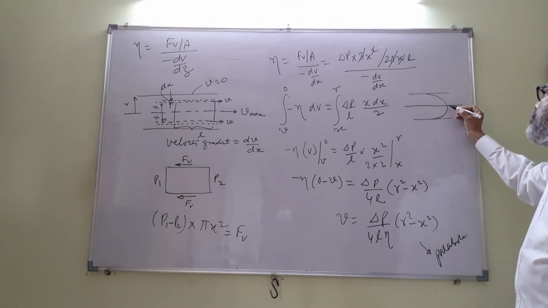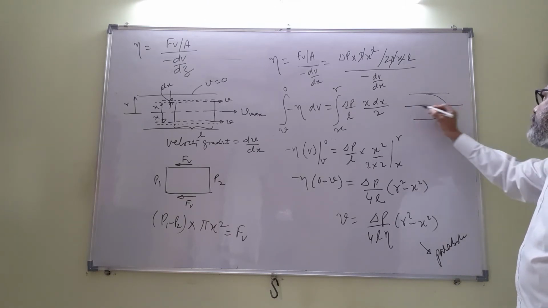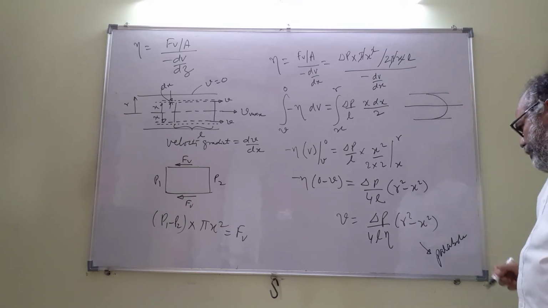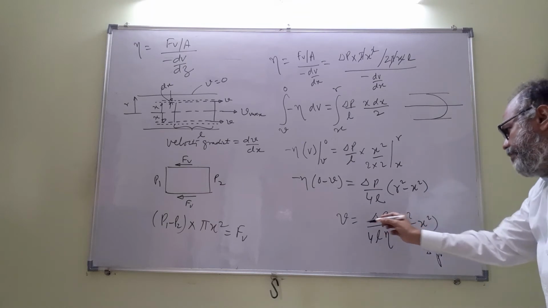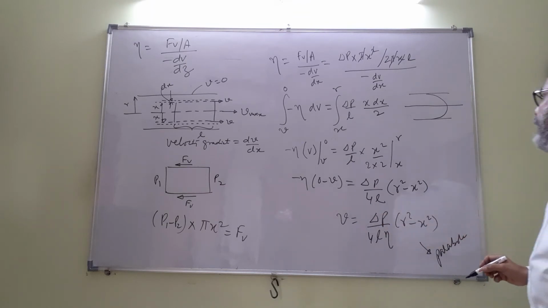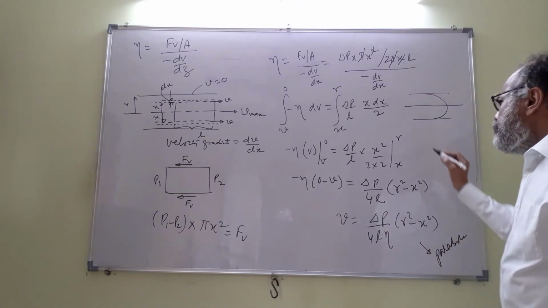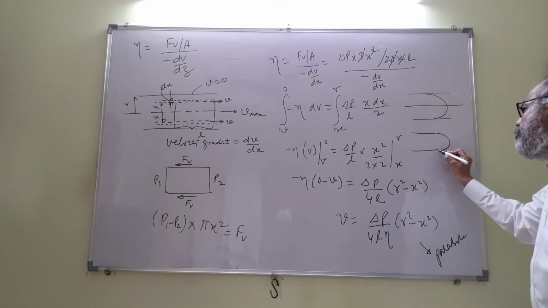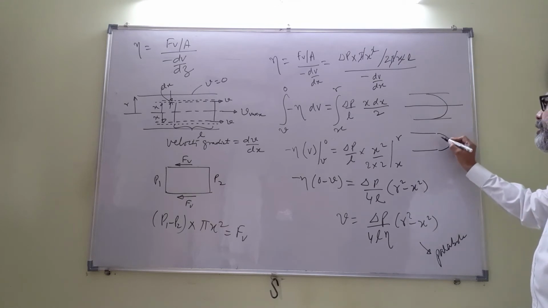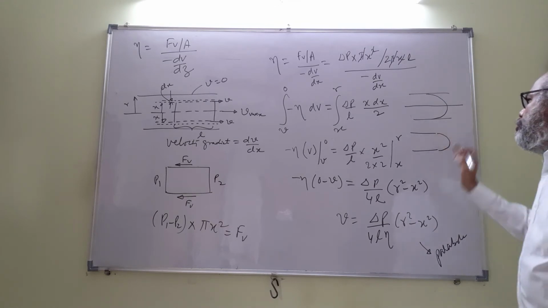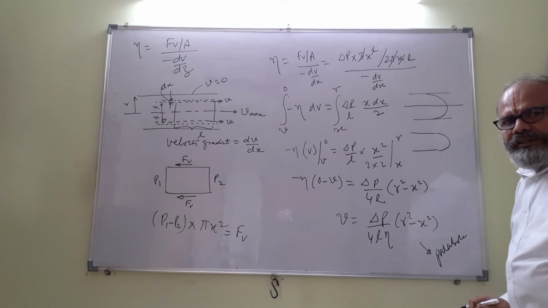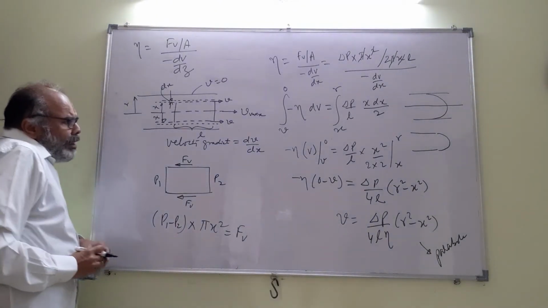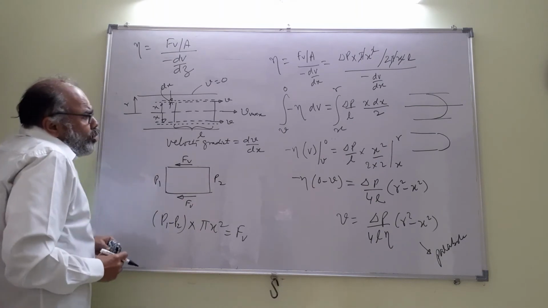It would be maximum along the axis and zero at the periphery. Yes, it's a parabola, so we have v as a function of x. In fact, when the liquid comes out of the tube, it will have a profile like this, the profile of the liquid coming out of the tube in the absence of gravity. Once we have got this, now we want the volume flow rate.